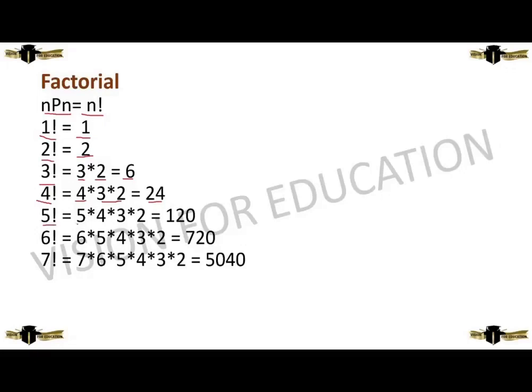5 factorial is equal to 5 into 4 into 3 into 2, that is equal to 120. 6 factorial is equal to 6 into 5 into 4 into 3 into 2, that is equal to 720. 7 factorial is equal to 7 into 6 into 5 into 4 into 3 into 2, that is 5040. These are the main factorials which we are going to use in the problems. Most of the problems are based on these factorials.